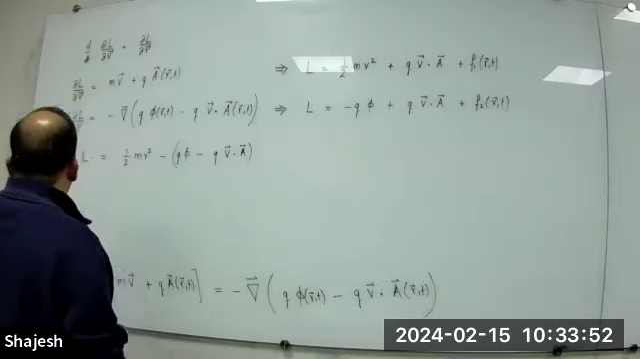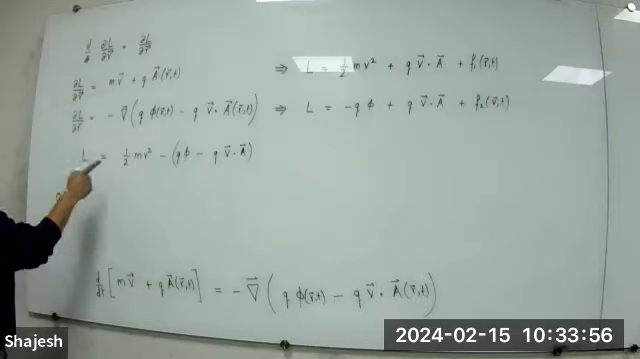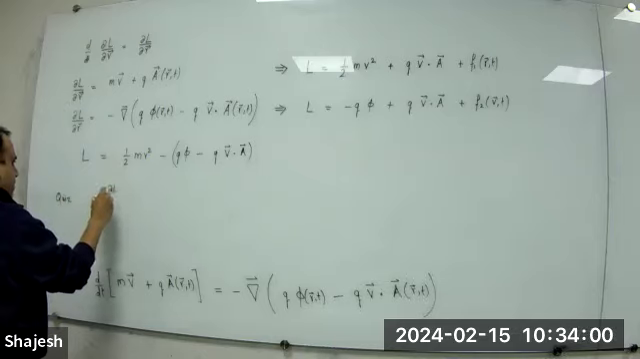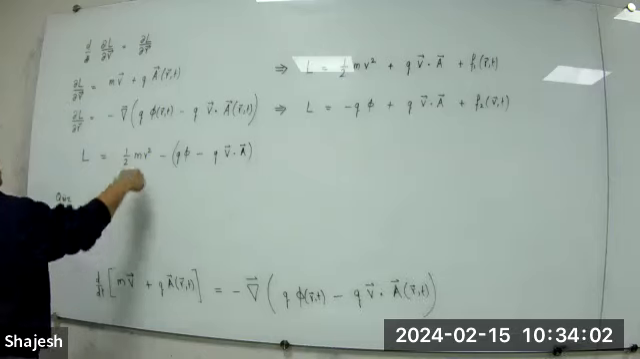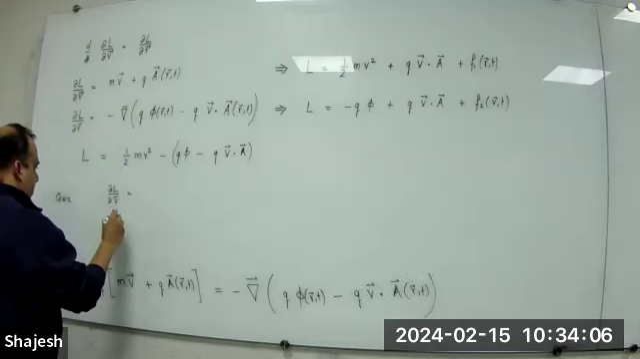And a quiz, right? Complete this: find dL by dv, like do the reverse, right? And then find dL by dx.